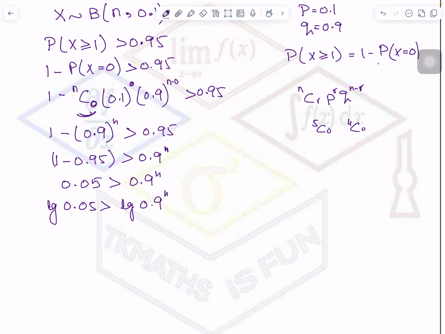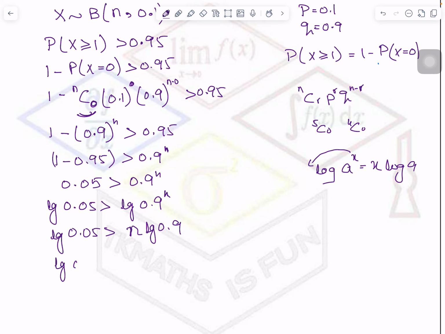So there is one rule in log. You have a calculator with this button here. Maybe it is written like this in your calculator. Whenever you have a power on it, it is equivalent to x log a. So the same power law I will apply here, and it will be n, and then log 0.05 over log 0.9 greater than n.